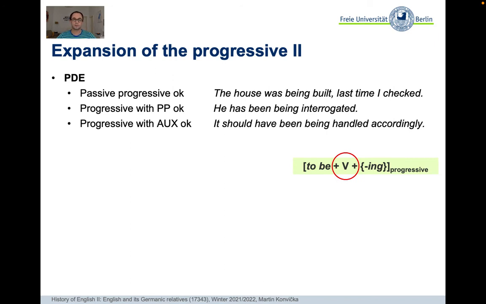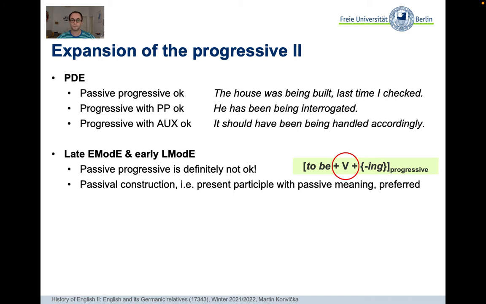What's more is also that there are basically no restrictions as to the form of the auxiliary to be in the progressive construction. So the auxiliary can be in the passive form, right? The house is being built. We can also have participles. He has been being interrogated. There can be also different modal verbs and different auxiliaries combined with to be, so that we have something like it should have been being handled accordingly.